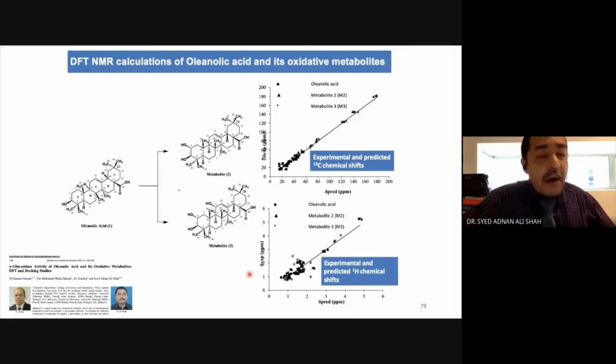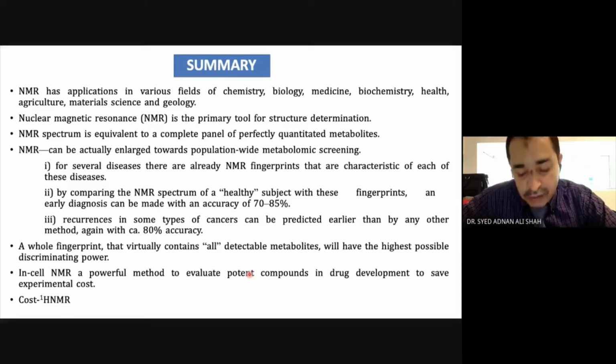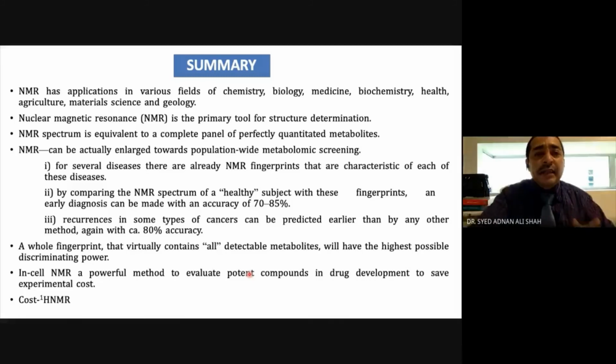And then they can run the DFT NMR and compare the experimental data with the theoretical data. So that's why I come to the end, that NMR has many applications in many fields. I have covered as much as possible in the field of chemistry, biology, medicine, and health.